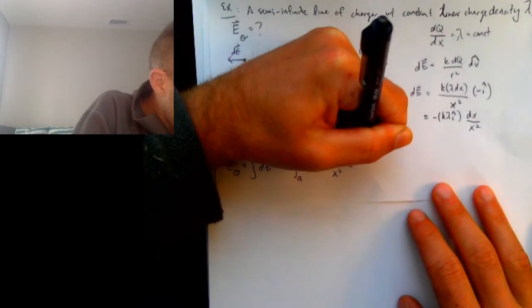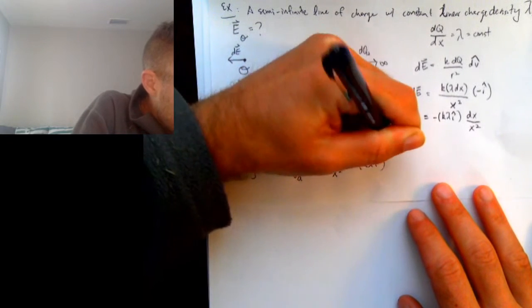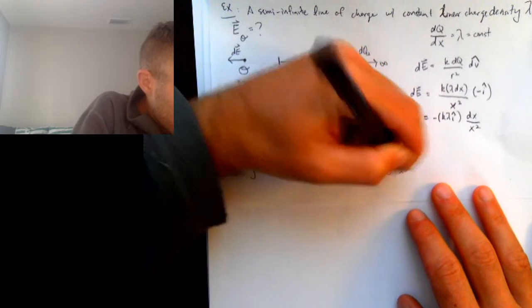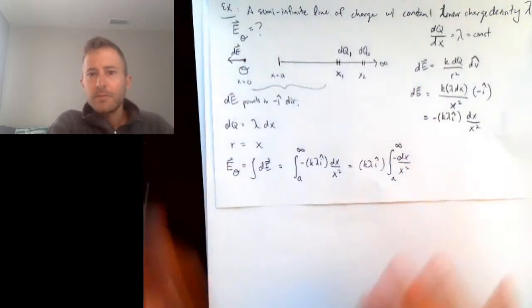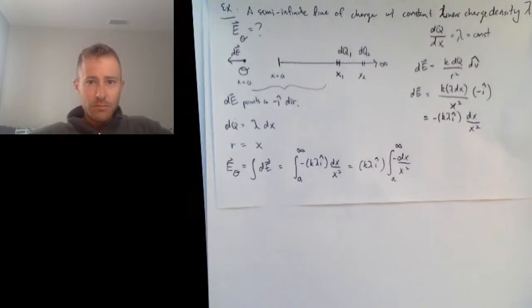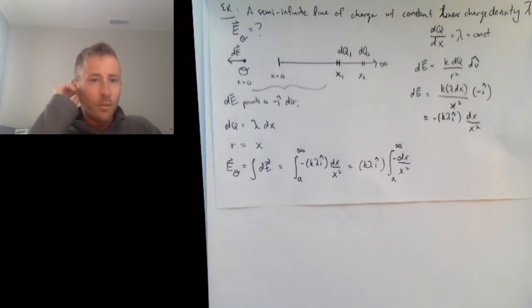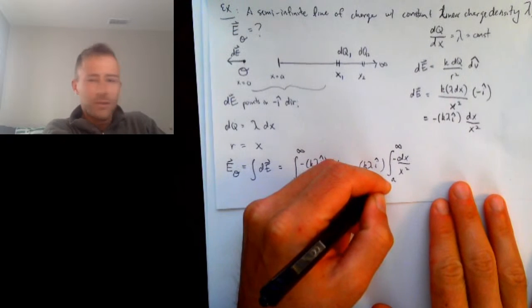So what I have is k lambda i hat times the integral of negative dx over x squared from a to infinity. All right. So at this point, the physics is done. The physics is done at this point. So the rest of this is just the mathematics of evaluating this integral.